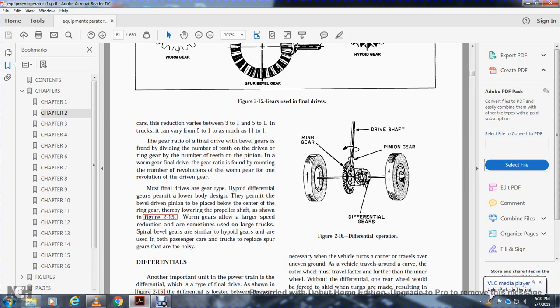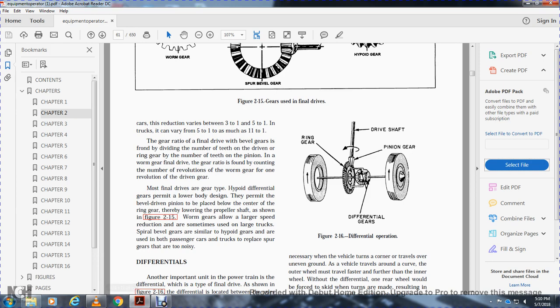With the number of the revolution of worm gear with the one revolution driven with the gear, and the final drive with the gear with the type of the hypoid with the differential permanent with the lower body, with the lower bevel driven pinion with the length of the body, the low center with the ring gear, thereby lowering the propeller shaft as shown in figure 215. The worm gears are all out with the larger speed reduction, sometimes though you with the larger trucks. Spiral gear with the bevel gears.